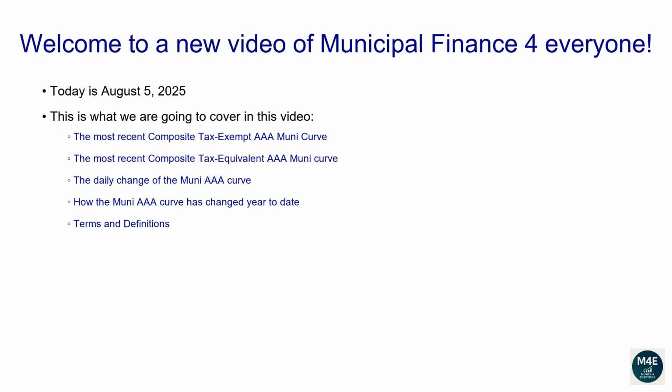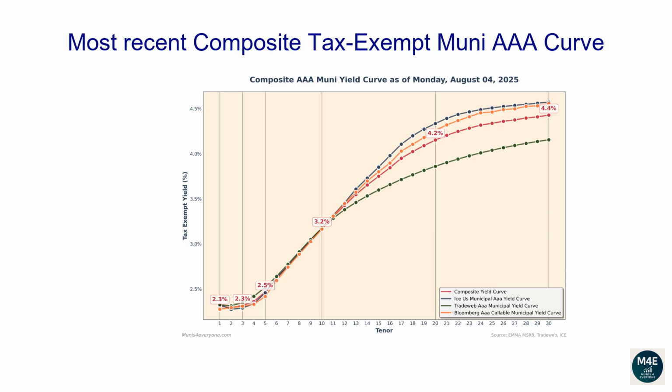Today is August 5th, 2025. This is what we are going to cover in this video. The most recent composite tax-exempt AAA Muni Curve. The most recent composite tax-equivalent AAA Muni Curve. The daily change of the Muni AAA Curve. How the Muni AAA Curve has changed year to date. Terms and definitions. Let's go over the most recent composite tax-exempt Muni AAA Curve.